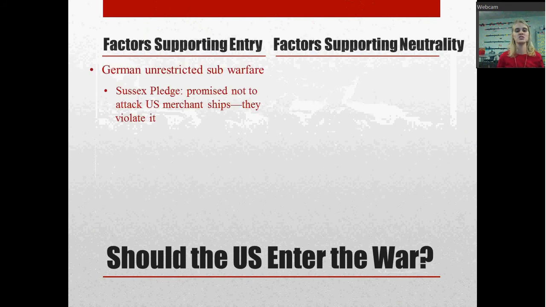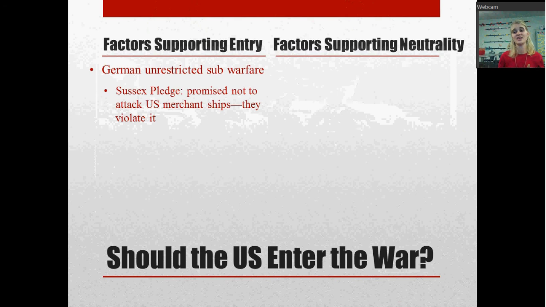The first thing is Germany had commenced something called unrestricted submarine warfare. Germany had invented a submarine called the U-boat, which was a really phenomenal invention at the time. It's one of the only submarines that any side has. That was part of their militarism. And they make a pledge with the United States very early on in the war called the Sussex Pledge. Basically what they say is, look, we're going to be attacking ships. But since you're neutral, we promise that we're not going to attack any United States ships, right? As long as U.S. merchant ships are out there, we're going to leave them alone.